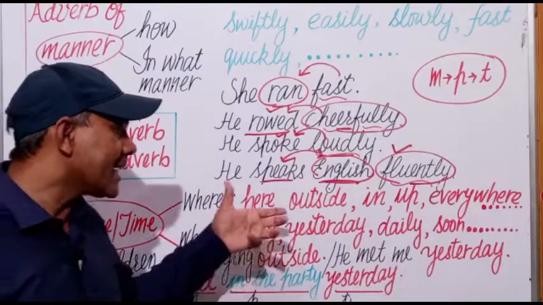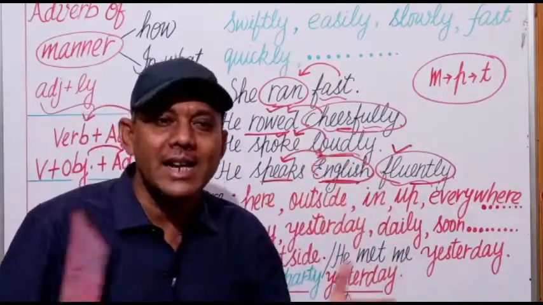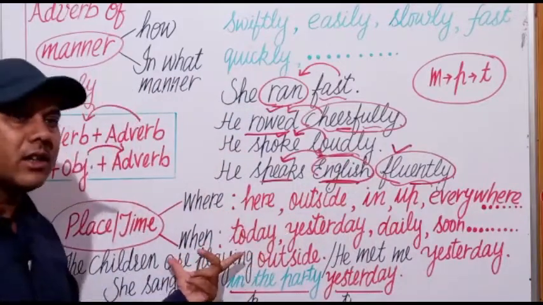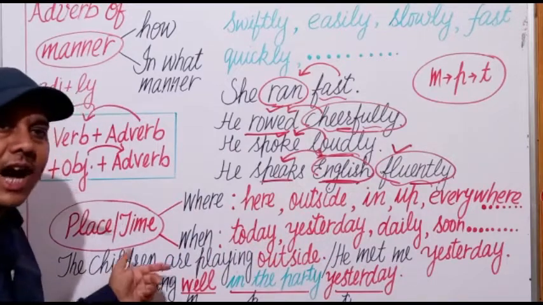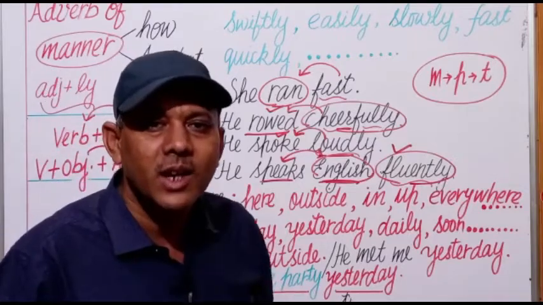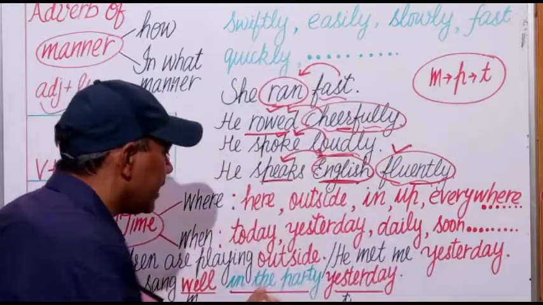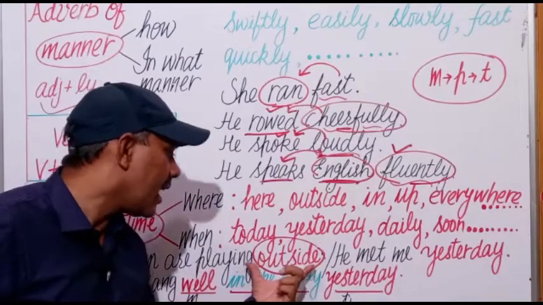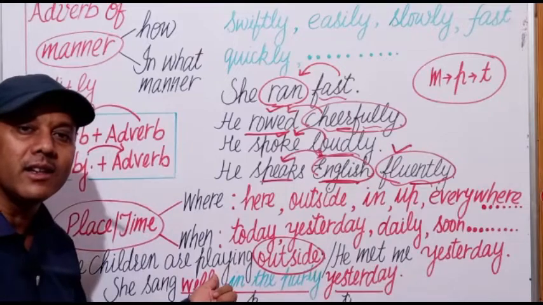Let us use both kinds of adverbs in a single sentence. For example, let us take two different sentences first. The children are playing outside. Where are the children playing? The children are playing outside. The word outside is the adverb of place because it tells the place of the action, the place of the action playing.